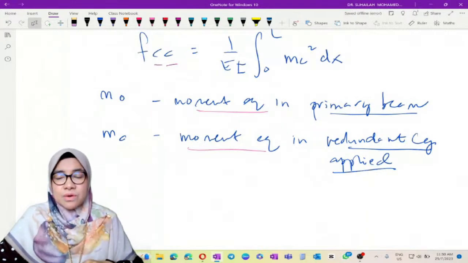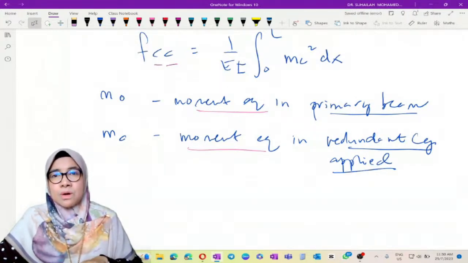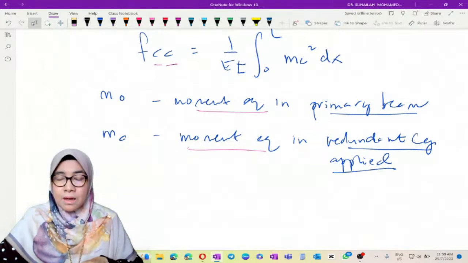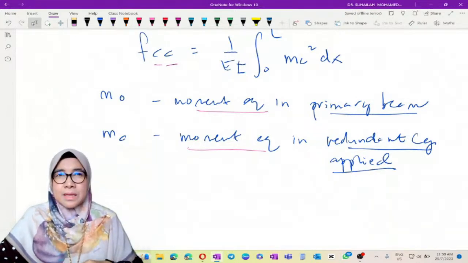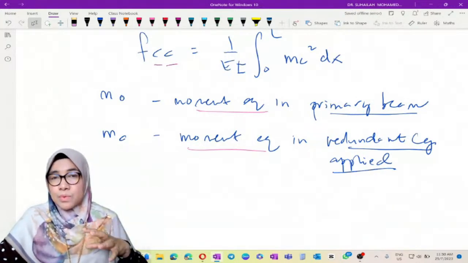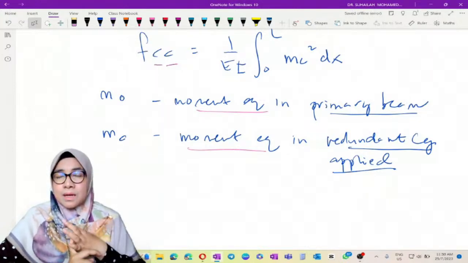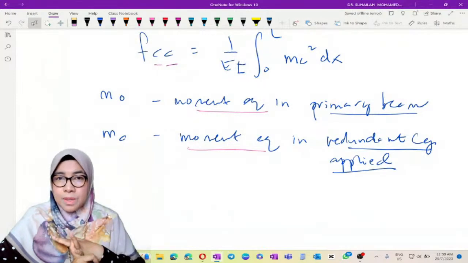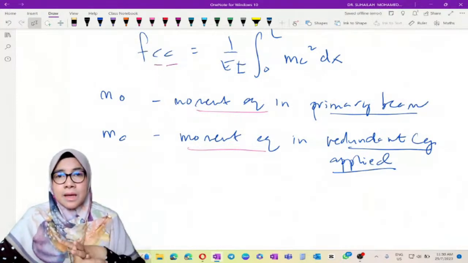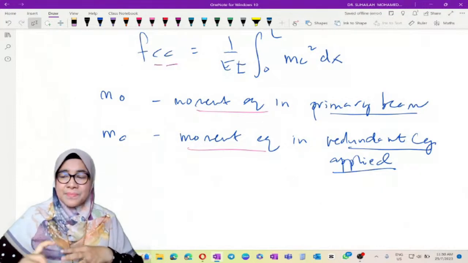So in the next video, I will show you how we analyze the primary beam and the redundant CY applied beam, and we calculate the reactions and write the moment equations.